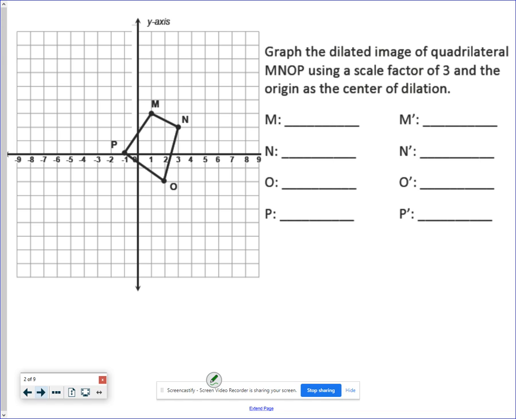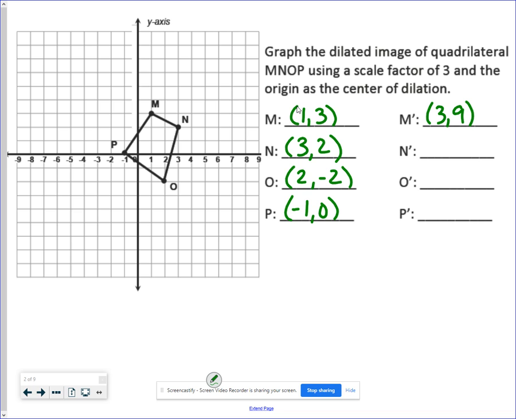So point M is at 1, 3. N is at 3, 2. O is at 2, -2. And P is at -1, 0. When we use a scale factor of 3, again, everything, the x's and the y's get multiplied by 3. So M prime, instead of being at 1, 3, would be at 3, 9. And N prime would be at 9, 6. O prime is going to be at 6, -6. And -3, 0 is going to be P prime.